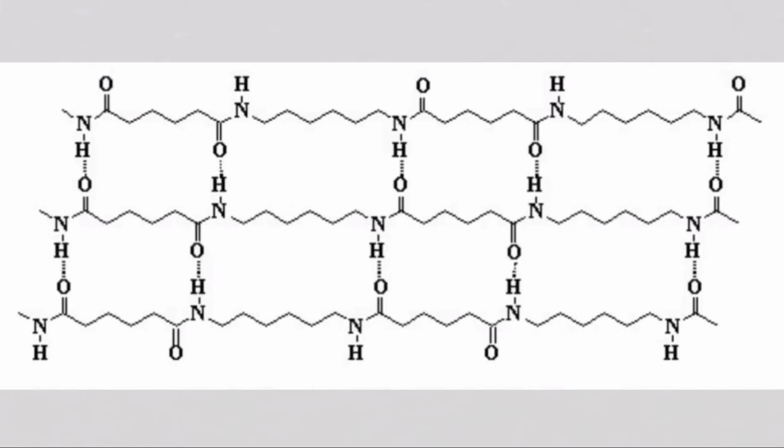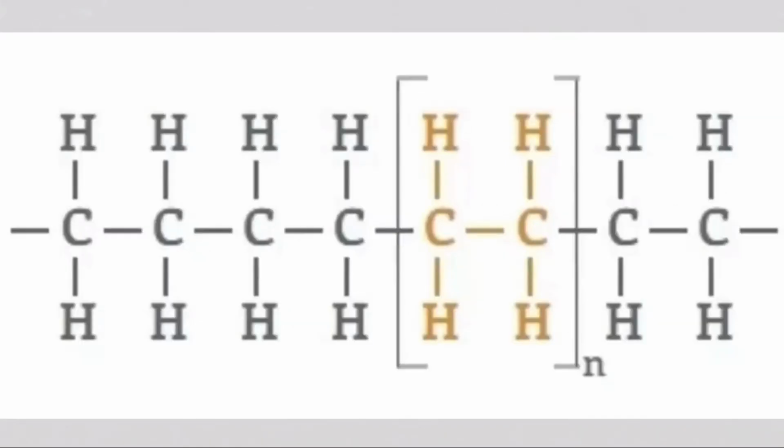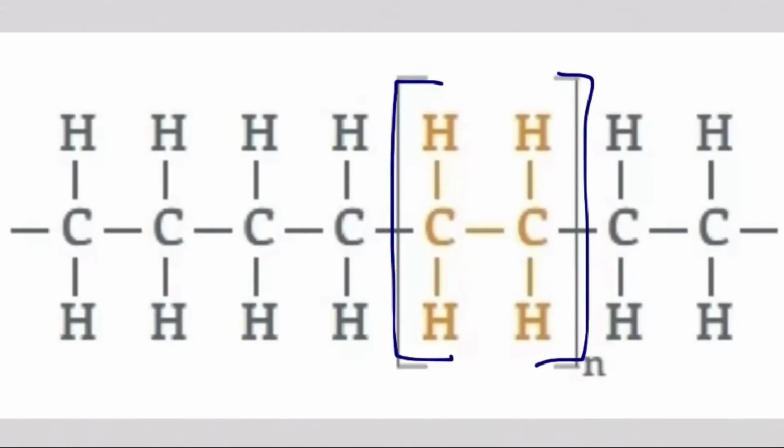Look at this nylon polymer, for example. Notice how it's made up of repeated units throughout? These are the monomers that make up the long-chain polymer. Another example would be polyethylene, which is a polymer that makes up plastics. The repeated units in polyethylene, or the monomers, are called ethene.